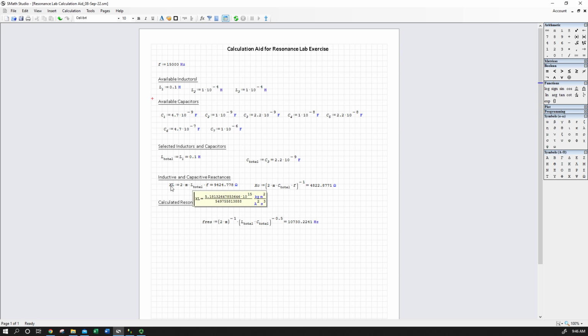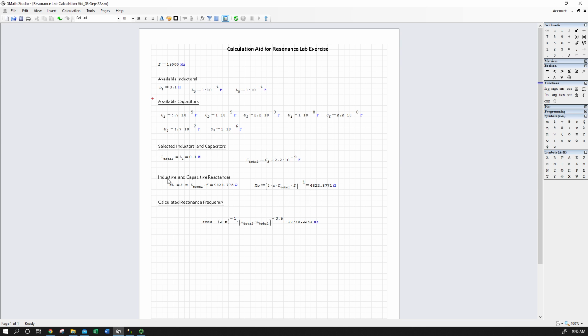And then last but not least, I calculate the inductive and capacitive reactances using my formula for reactance, 2 pi times the given frequency times total inductance or total capacitance, and in the case of capacitive reactance I put this whole expression in the denominator of a fraction, 1 over, so hence the -1.